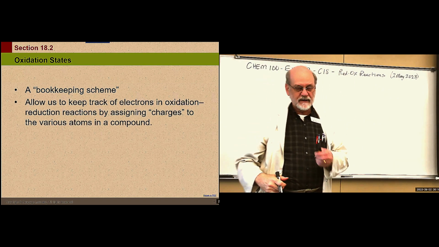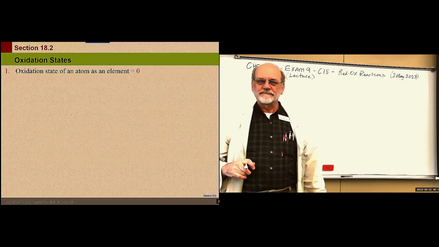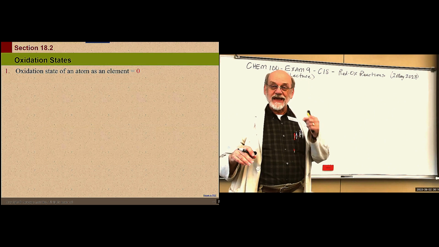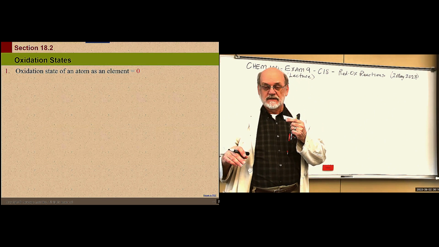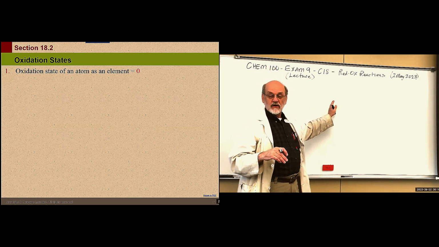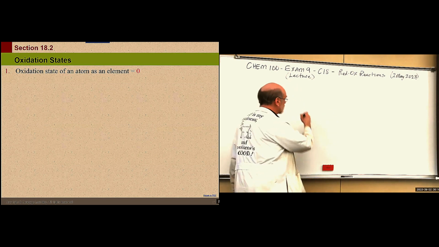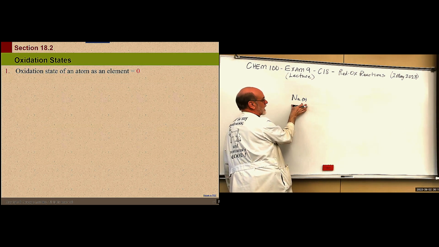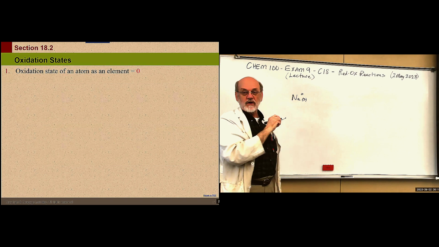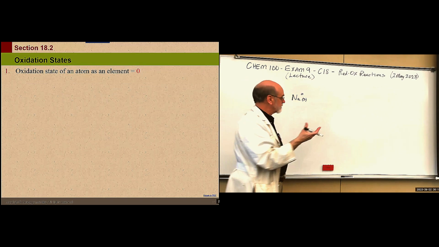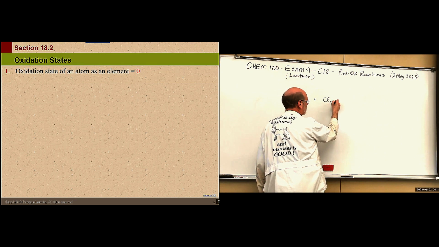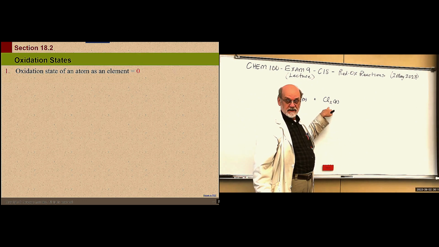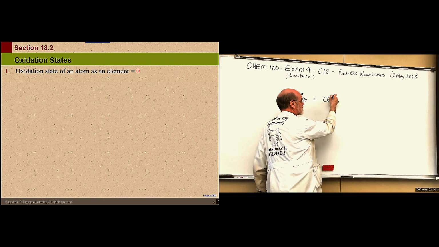All right. Rule number one. Easy one first. The oxidation state of an atom in its elemental form is zero. Like we did with sodium and chlorine. Sodium's oxidation state was zero. In its most stable form at room temperature and 1 atmosphere pressure, it has an oxidation state of zero. It also has a charge of zero. And then chlorine, this is its most stable form as a diatomic element. In that case, its oxidation state is also zero.